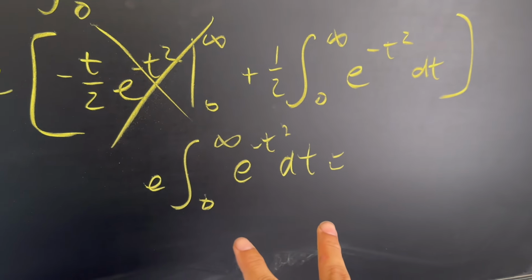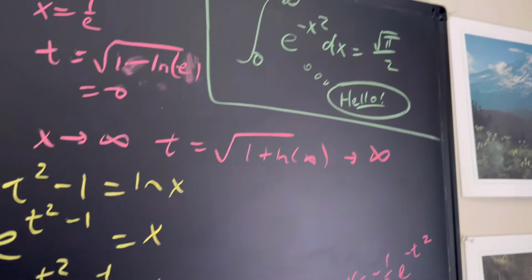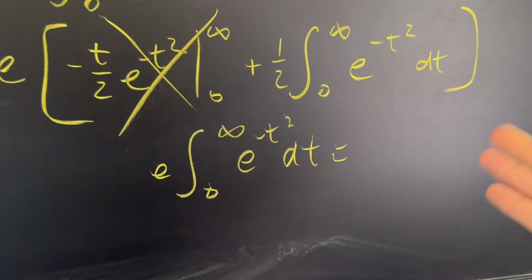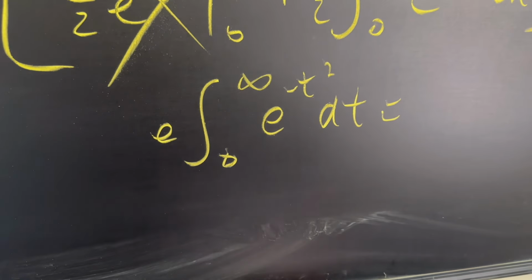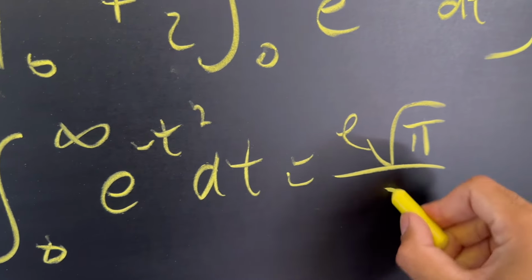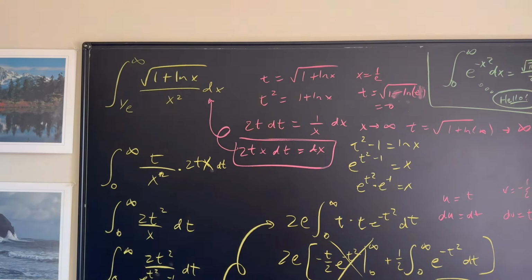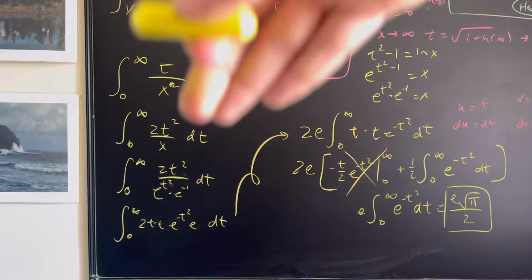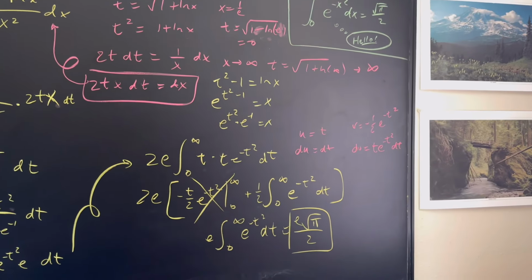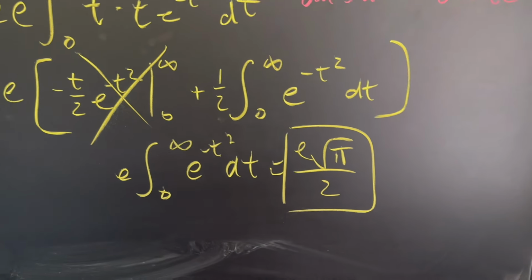And finally, this is the Gaussian integral, which is what we should know. This is square root of pi over 2. I made plenty of videos about this, but I can do more if you guys request it. So this will become square root of pi, let's put an e in the front, over 2. And we have successfully solved this integral using manipulating the root, then some simplification. We did u substitution at the end, and then we used the Gaussian integral to get e square root of pi over 2. Woo, that was fun.